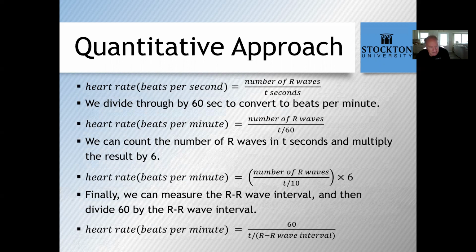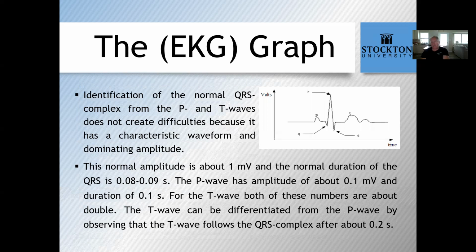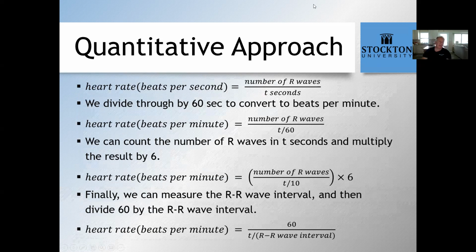So if we want heart rate, right, we'll look at the beats per second, and it's just the number of R waves divided by the seconds that you count. So we'll have a whole bunch of these run by. We'll count the number of these R waves and divide by the time interval that we timed. If we multiply by 60 seconds, we can convert it to beats per minute. So the heart rate, beats per minute, is the number of R waves divided by the time interval, times 60 seconds.